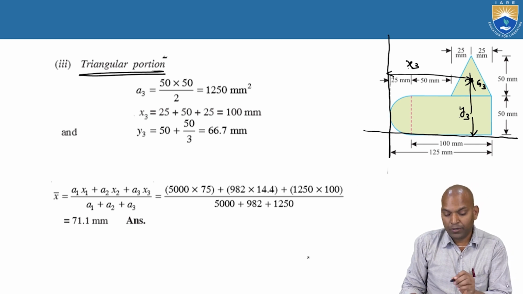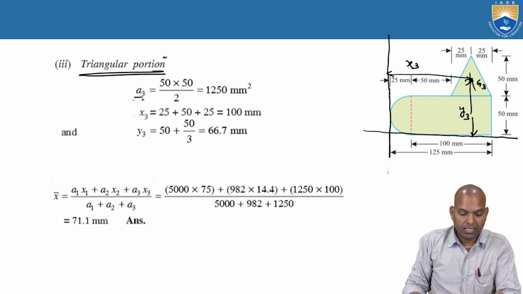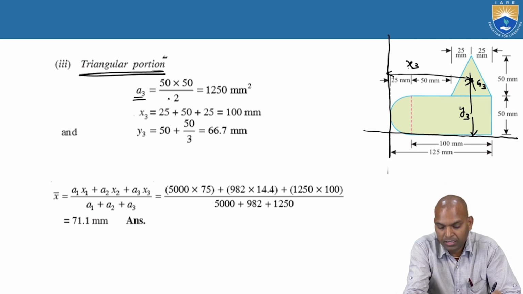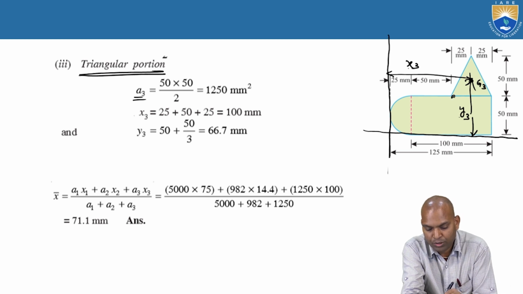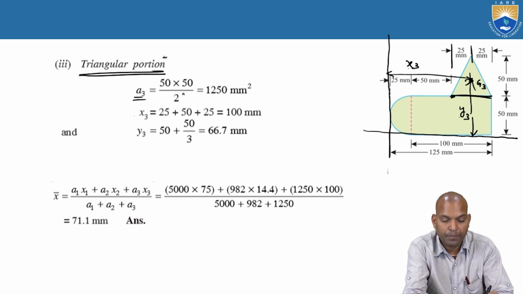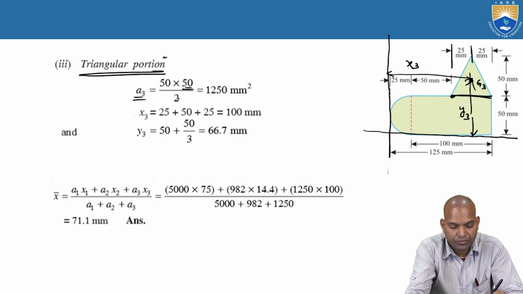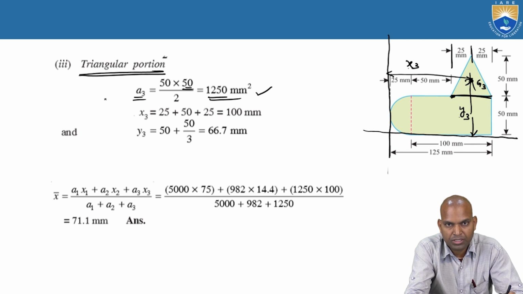Alright. Now what about area? Area of the triangle A3 equals half of base into height. What is the base here? This much portion, that is 25 and 25, that is 50 millimeters. And height is 50 millimeters. Half times 50 into 50, that is 1250 square millimeters.